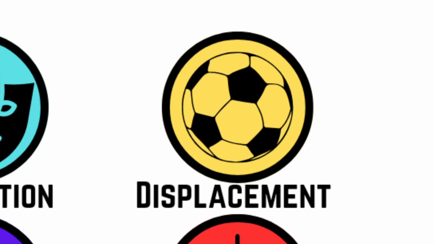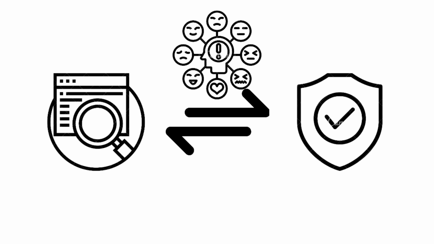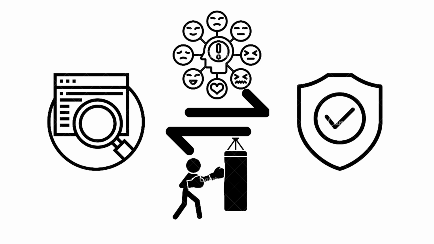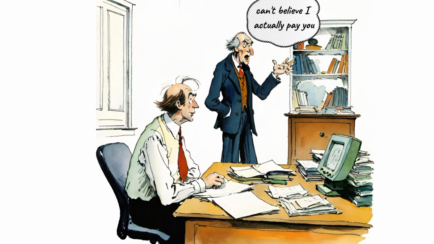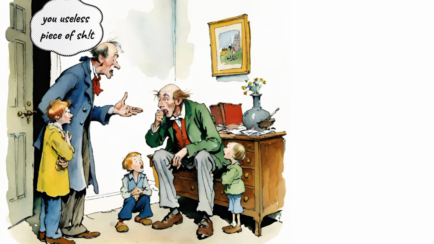Displacement. This involves transferring emotions from the original source of distress to a safer, substitute target. It allows the person to express feelings in a less threatening way. Example: a person who has a bad day at work and gets scolded by their boss might come home and lash out at their family members instead of confronting the boss.